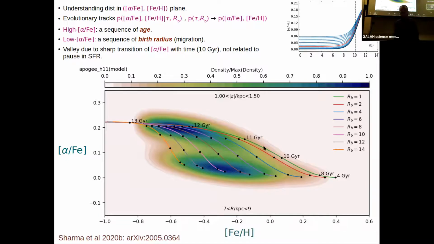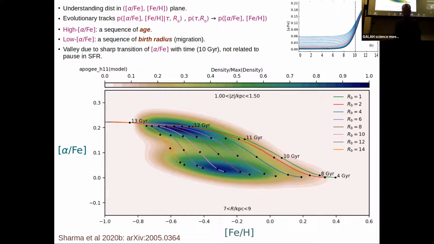Now, these different tracks out here are for different birth radius, going from 1 all the way to 14. This is the inner galaxy, 1 kpc. And as you go leftwards, you see the different tracks there for different birth radius going towards the outer disk. And the dots here show you the different times. So this is starting at 13 gigayear, 12, 11, 10, 8, 4, and so on. If you know the birth radius and time, there's a one-to-one mapping in the alpha over Fe plane, right?